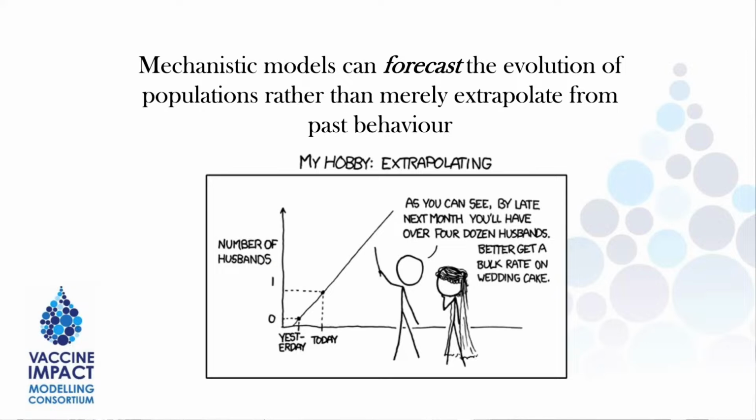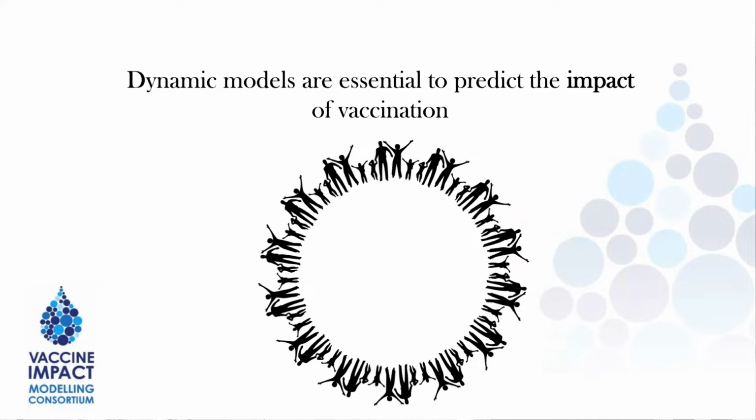Okay? If we have a linear extrapolation, we can make a very firm prediction of what is going to happen, but because that model has no information about how much more likely you are to get married after you've already been married, you are not going to make a useful or good prediction. Okay? It turns out dynamic models are essential to predict the impact of vaccination in particular, and that's why we are organising this course for VIMC.